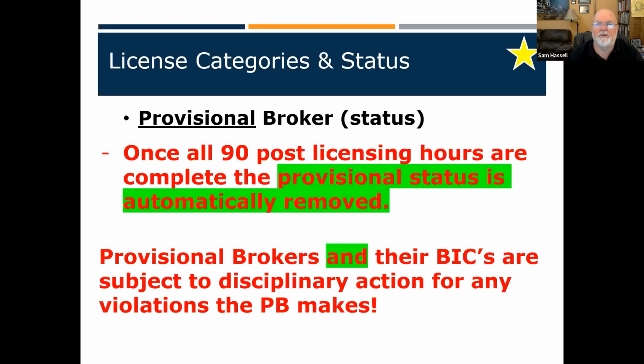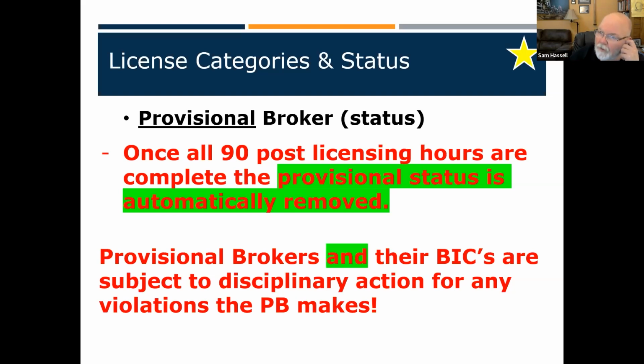But a provisional broker, after you pass the test, that's what you're going to get. You're going to get an inactive provisional broker's license, but you just got to find a broker in charge who will activate it for you. There's no time period or anything like that. You just got to find somebody who will represent you and sign off on it and send it to the state.